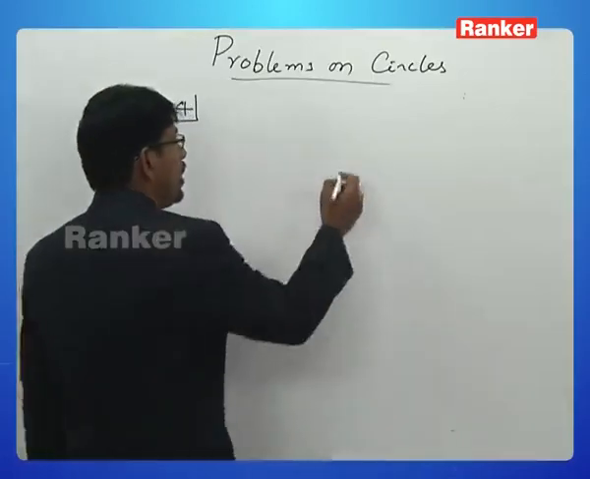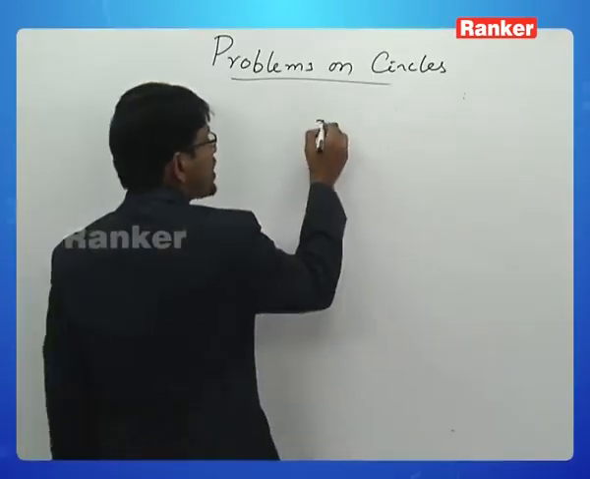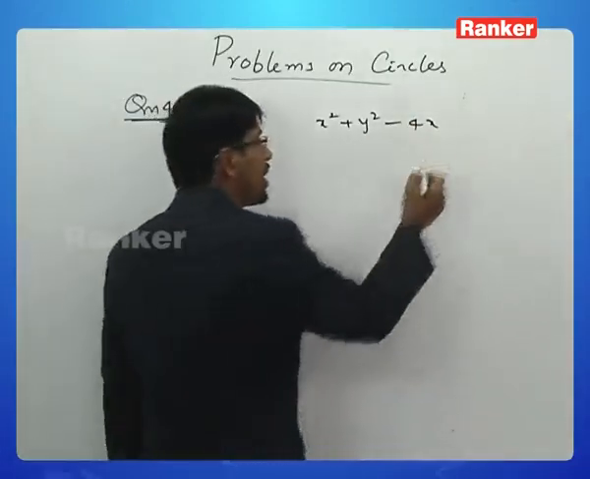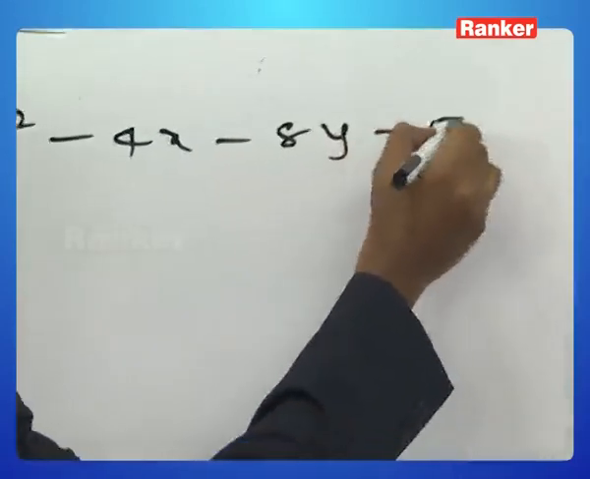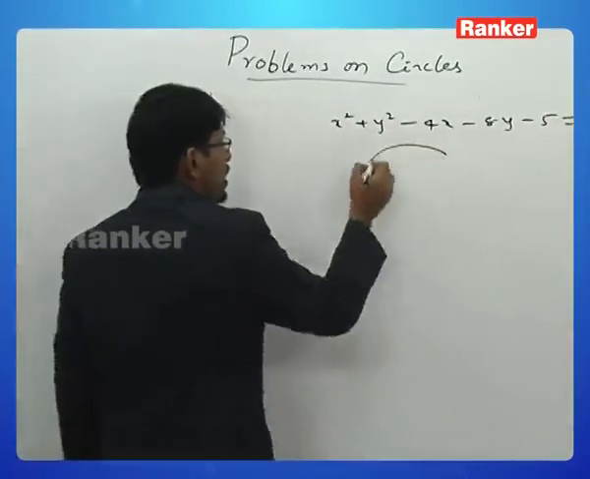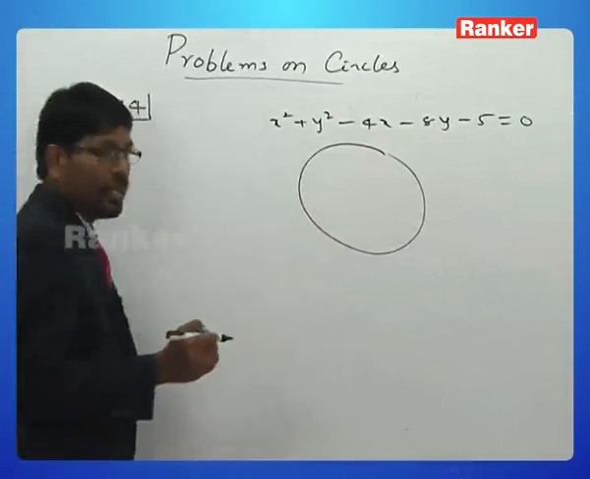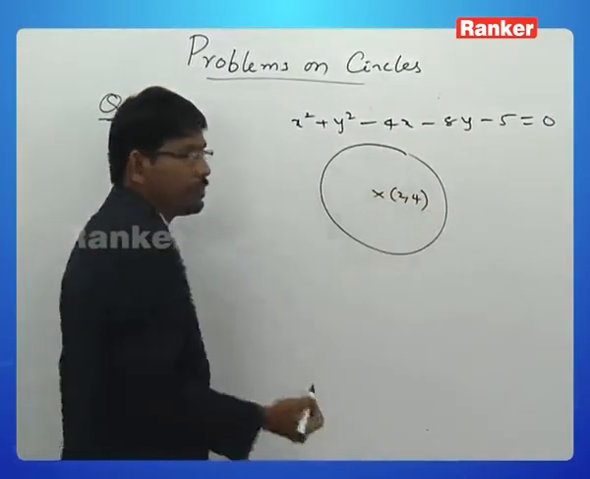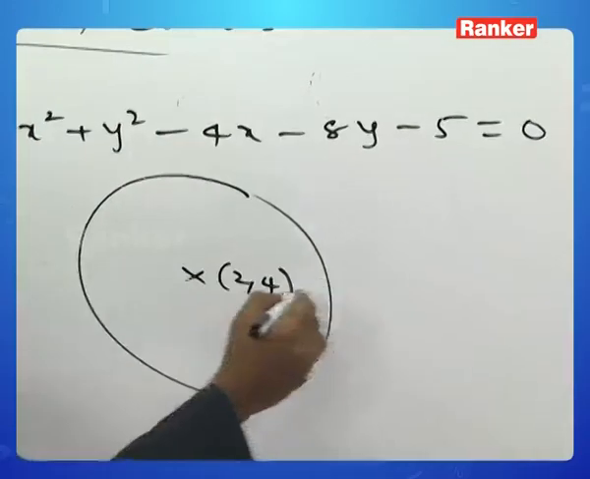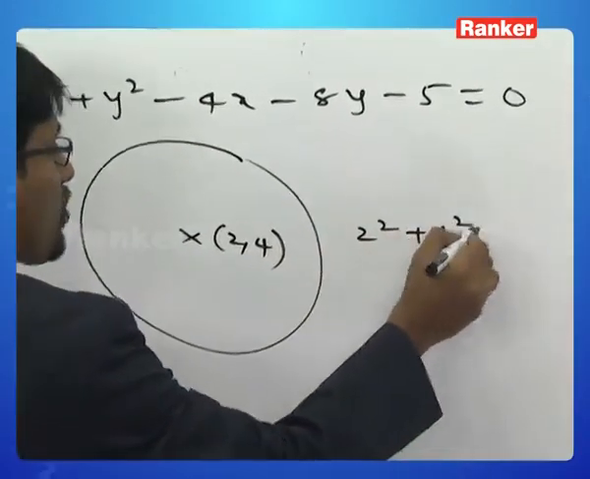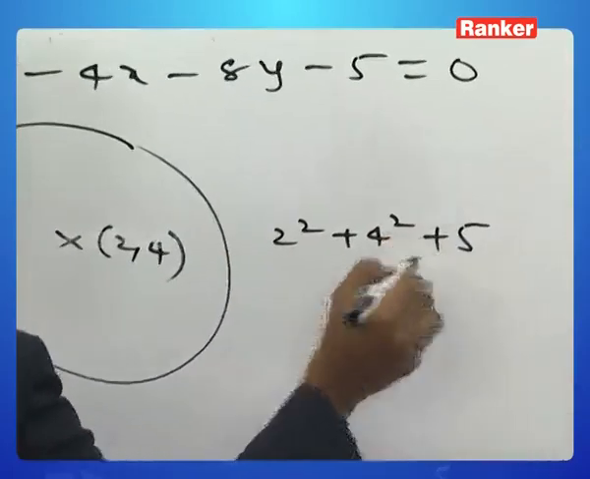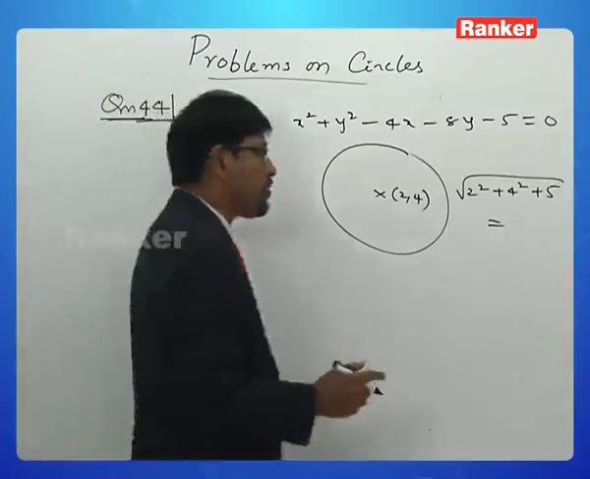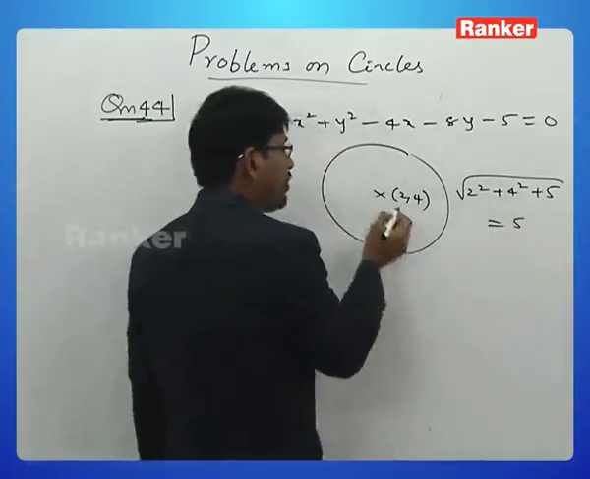Now we have a circle x square plus y square minus 4x minus 8y minus 5 equal to 0. So clearly the center of the circle is half the coefficient of x and half the coefficient of y. What is that? 2 comma 4 is the center. And what is the radius? Under root 2 square plus 4 square minus of minus 5. That makes it 4 plus 16, 20 plus 5, 25, under root 5. 5 is the radius.